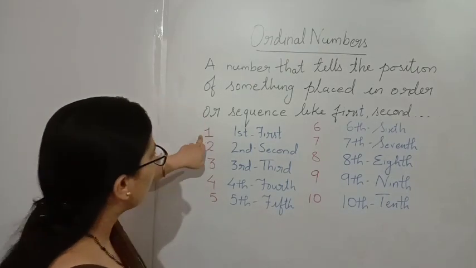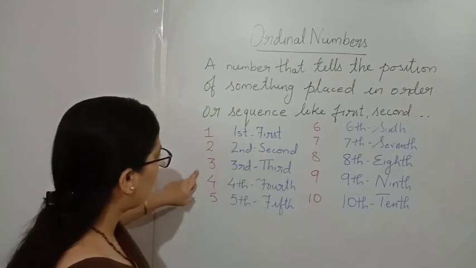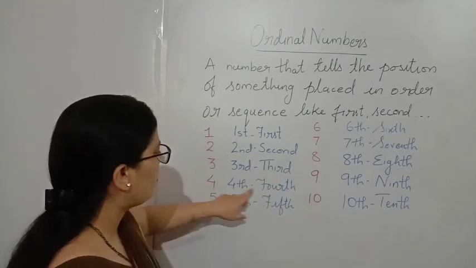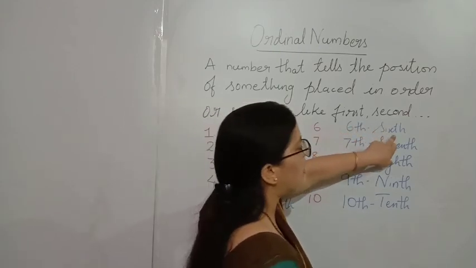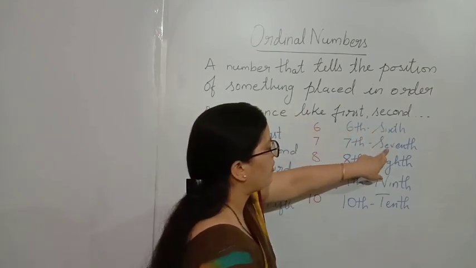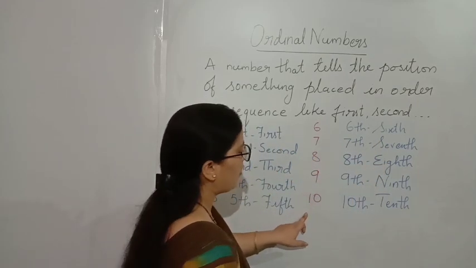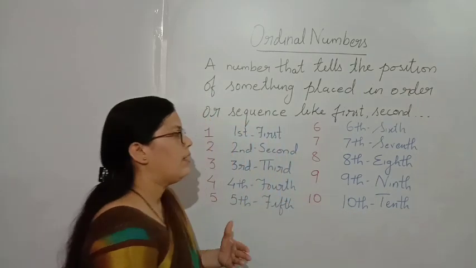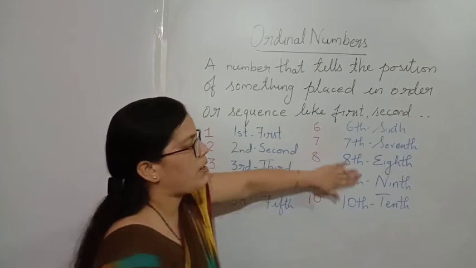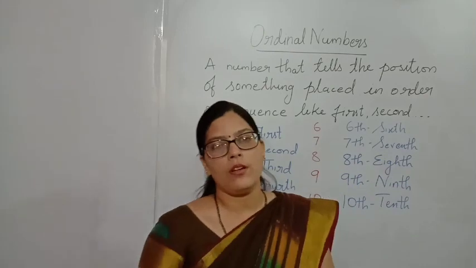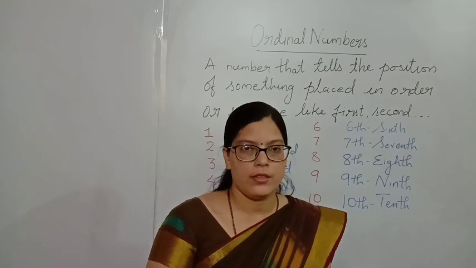Now see, 1 is read as first, 2 second, 3 third, 4 fourth, 5 fifth, 6 sixth, 7 seventh, 8 eighth, 9 ninth, and 10 tenth. We read them differently. These ordinal numbers are used to tell the position of a thing or an object which is kept in order or sequence.